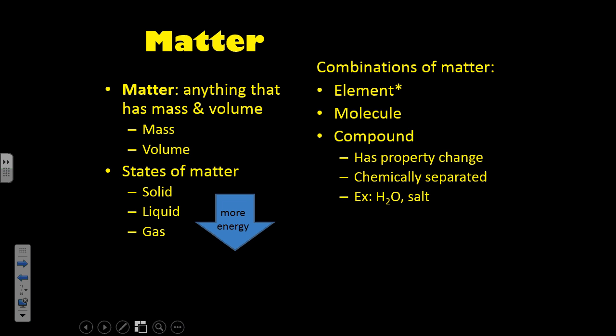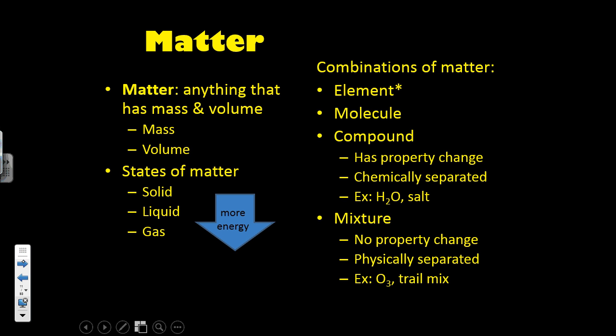And in order to also be a compound, it has to be chemically separated, which means you couldn't use your hands or some apparatus to separate those two again. You have to have electricity or some other chemical implement. The other one is a mixture. And a mixture has no property change. It can be physically separated, even if you had a microscope and some really tiny forceps, you could separate all these things.